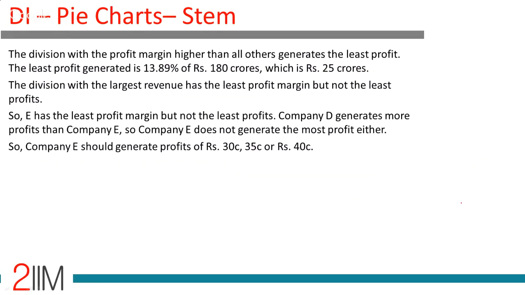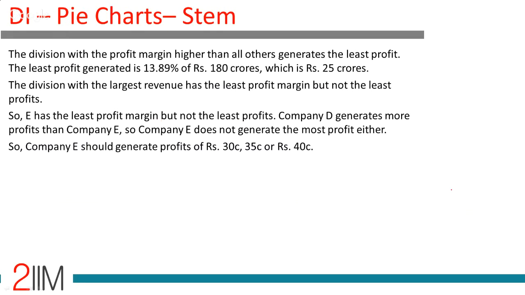D, E, and B should have profits of 35, 40, and 50, in some order. Let's build on this. We're just capturing this data. E has the least profit margin, but not the least profit. We've seen this: the 600 crore company has the least profit margin, but not the least profit. Company D generates more profits than company E, so E does not generate the most profit either. So E is bang in the middle, and it's not 30 either, it's 35 or 40. One of these two. So D should have earned either 50 or 40, because it's higher than E.